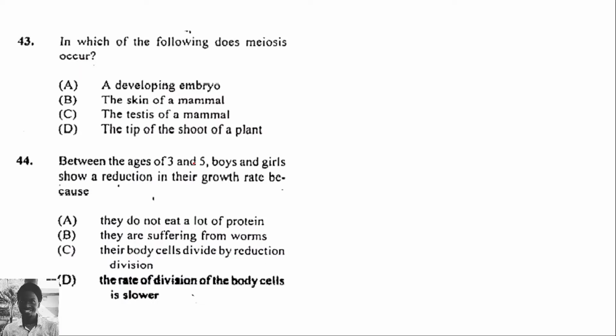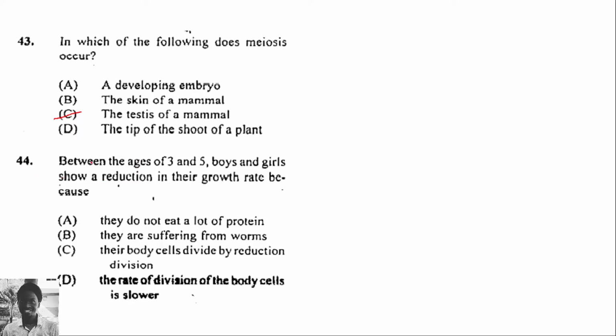Number 43. In which of the following does meiosis occur? A. A developing embryo, B. The skin of a mammal, C. The testis of a mammal, and D. The tip of the shoot of a plant. The answer here is C. The testis of a mammal. Meiosis occurs during the production of gametes, and in the testis of a mammal, that's where a sperm is produced. That's the male gamete, and then the female gamete, which is the egg, is produced in the ovary. So those are the two places in humans where meiosis occurs, in the testes and in the ovaries.